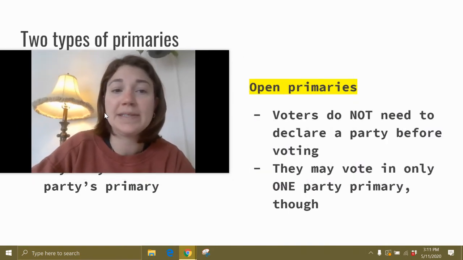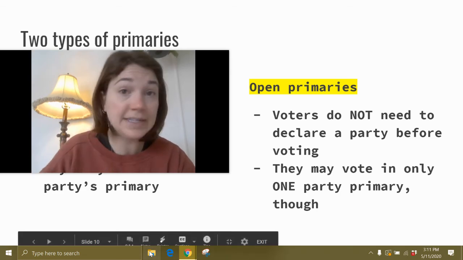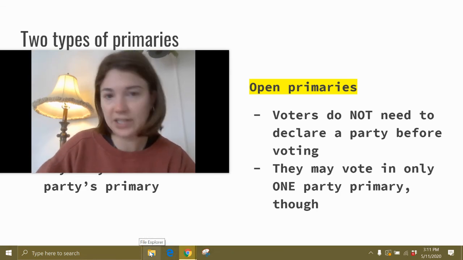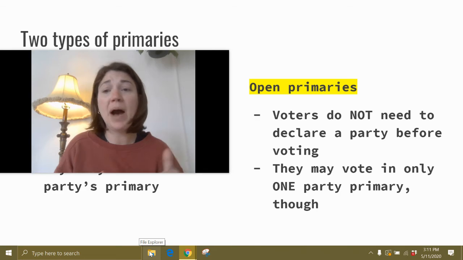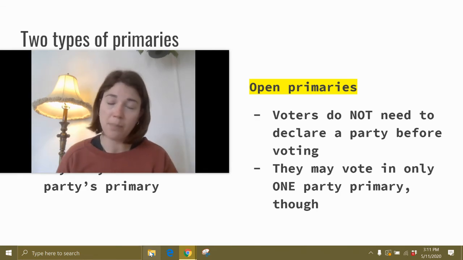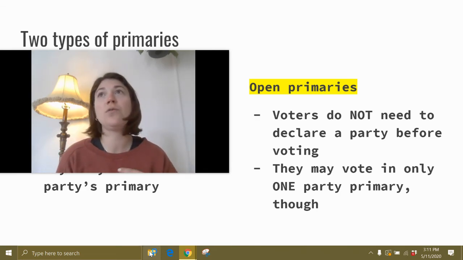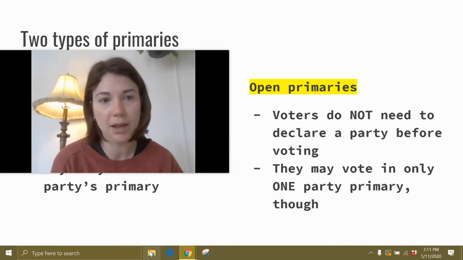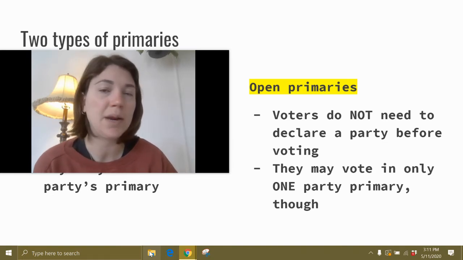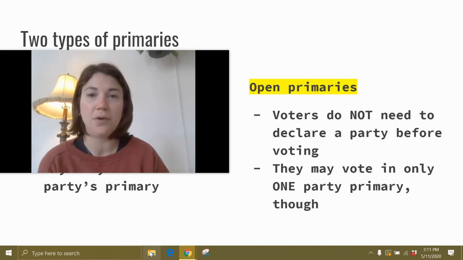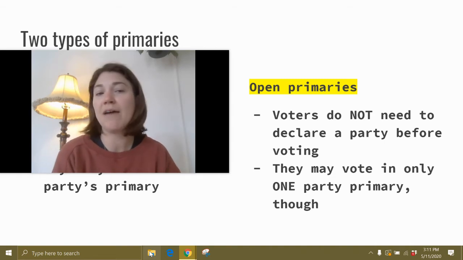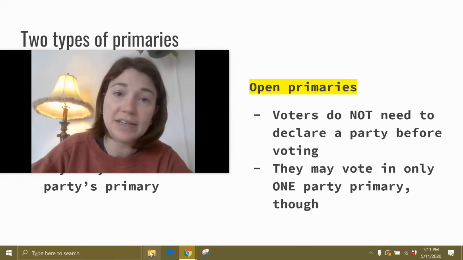An open primary is a little different. You don't need to declare a party before voting. So that's what's open about it. But you can still only vote in one party primary. So even if you are a Republican, you could still vote in the Democratic primary, but then you wouldn't be able to vote in your Republican primary. You can only have the one. Rhode Island has an open primary.